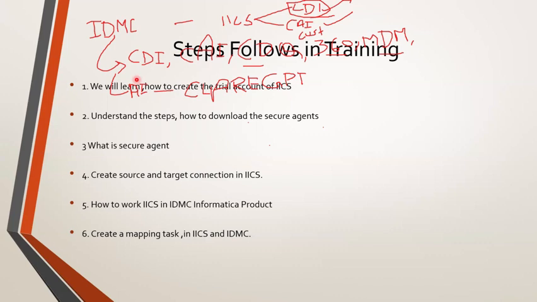Next point is to create a mapping and mapping task in IICS: how to create the mapping and mapping task, how to integrate, how to run those mappings, and how to validate those things, right? These things will be explained, and we'll start transformation, everything. So these are the basic steps which we will follow in this session.